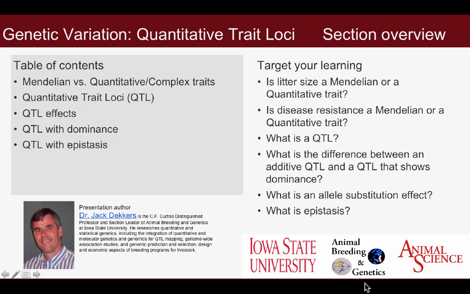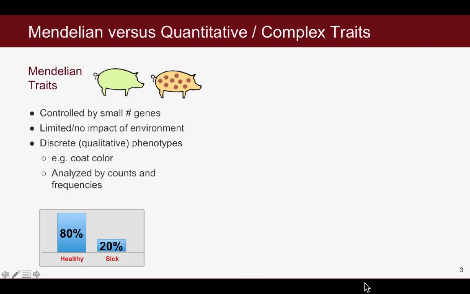through this material. First, is litter size a Mendelian or a quantitative trait? Second, is disease resistance a Mendelian or a quantitative trait? What is a QTL? What is the difference between an additive QTL and a QTL that shows dominance? What is an allele substitution effect, and what is epistasis? We will start by describing the difference between Mendelian traits and quantitative or complex traits.